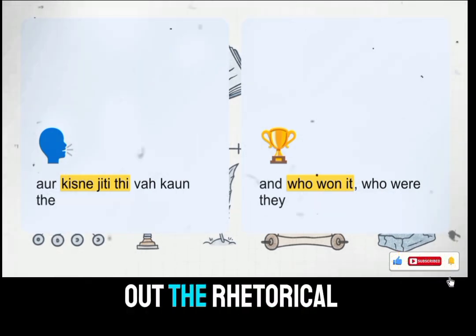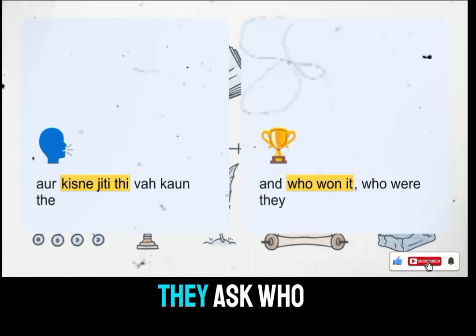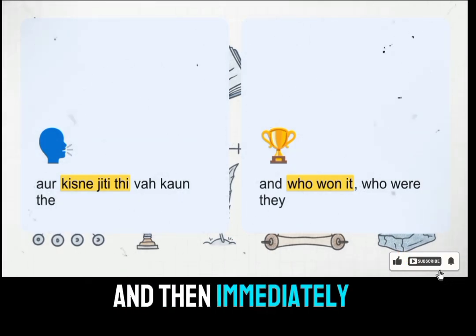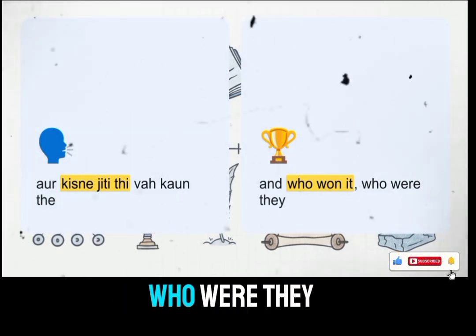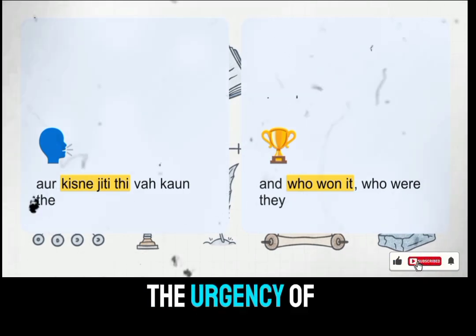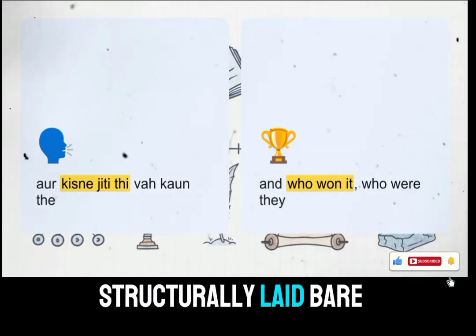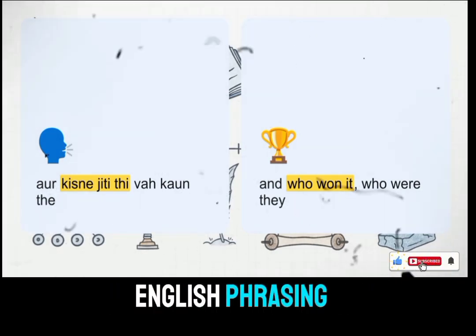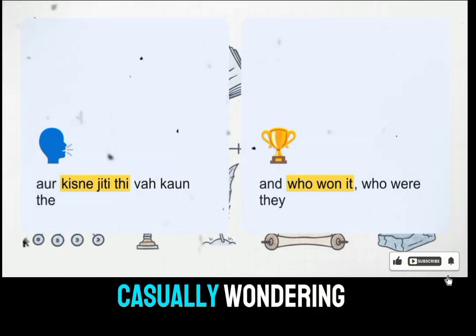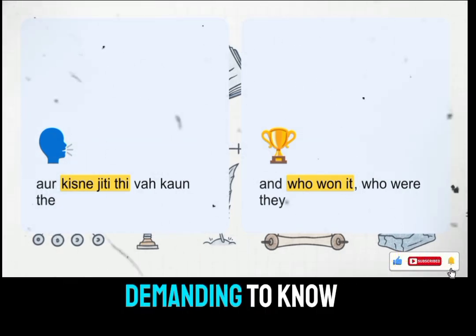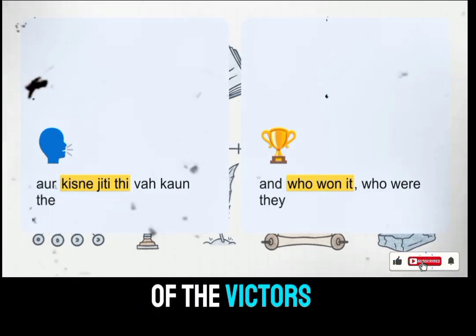I mean, check out the rhetorical repetition there. They ask, who won it? And then immediately rephrase it to ask again, who were they who won? The urgency of the author is structurally laid bare through this translated English phrasing. They aren't just casually wondering, they are emphatically demanding to know the exact identity of the victors.